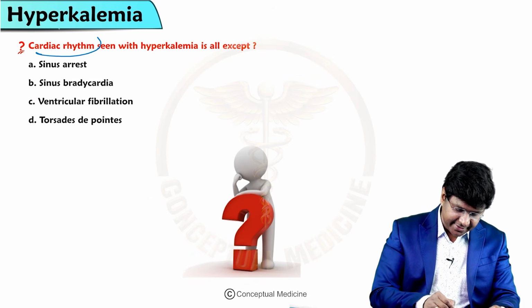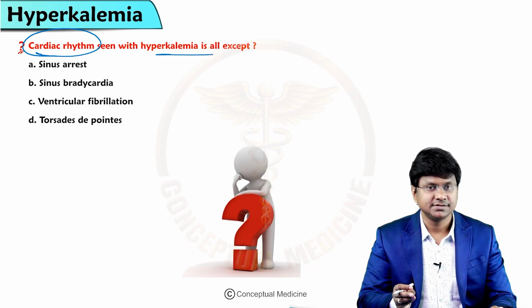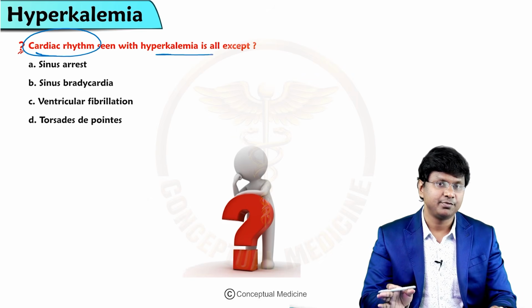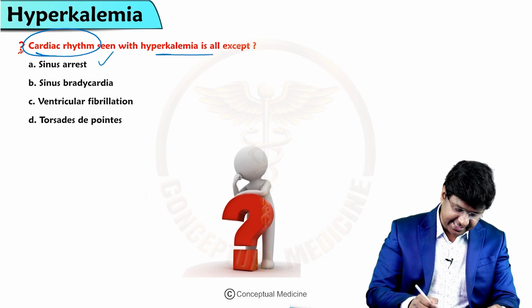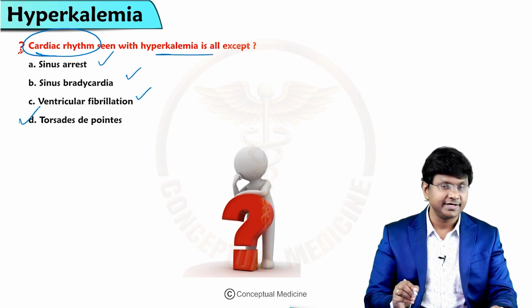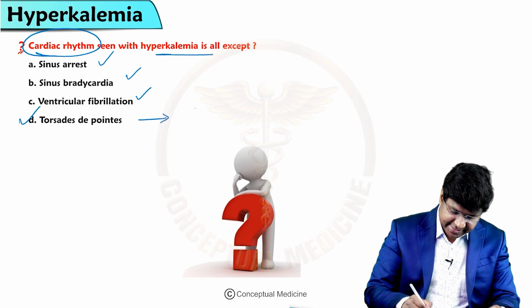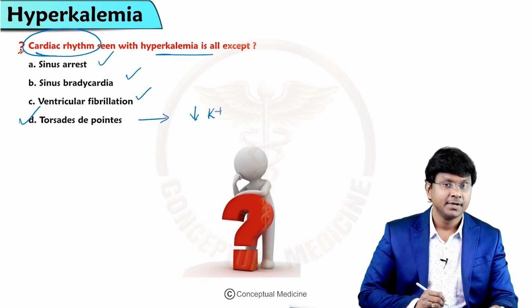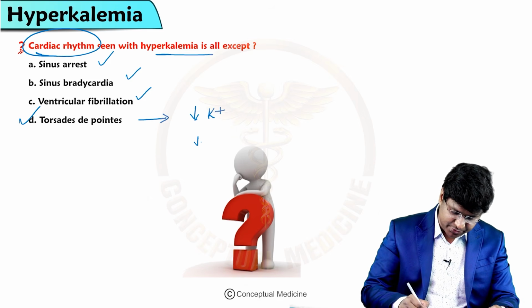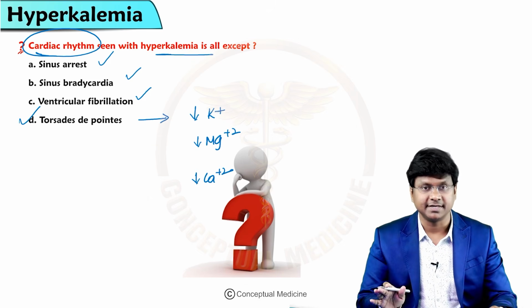Next, the cardiac rhythm seen with hyperkalemia is all except sinus arrest, sinus bradycardia, ventricular fibrillation, torsades de pointes. Sinus arrest, sinus bradycardia and ventricular fibrillation can be there, but torsades de pointes is not a feature of hyperkalemia. Torsades de pointes is seen in patients with hypokalemia, hypomagnesemia, and hypocalcemia, but not hyperkalemia.